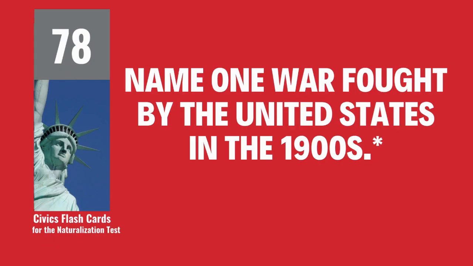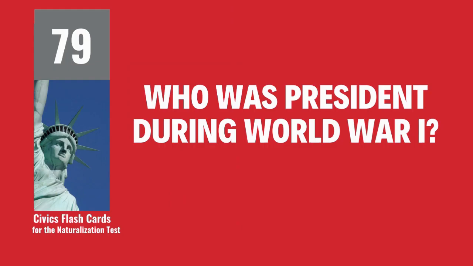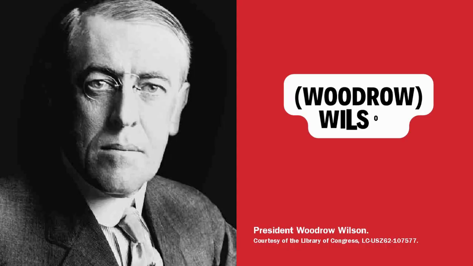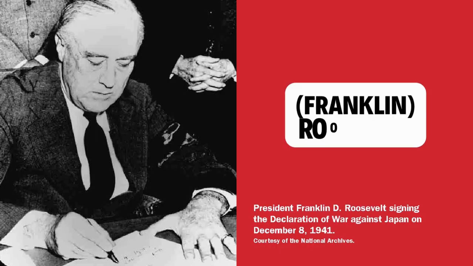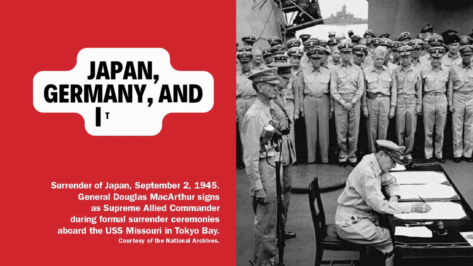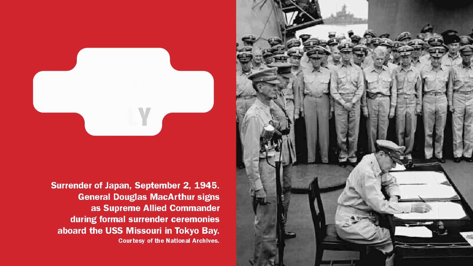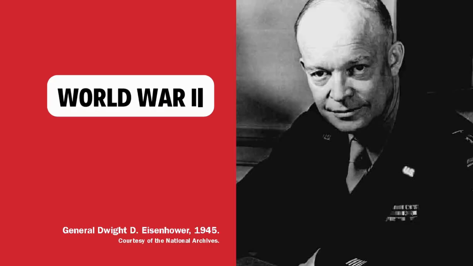Name one war fought by the United States in the 1900s. World War I. Who was president during World War I? Woodrow Wilson. Who was president during the Great Depression and World War II? Franklin Roosevelt. Who did the United States fight in World War II? Japan, Germany, and Italy. Before he was president, Eisenhower was a general. What war was he in? World War II.